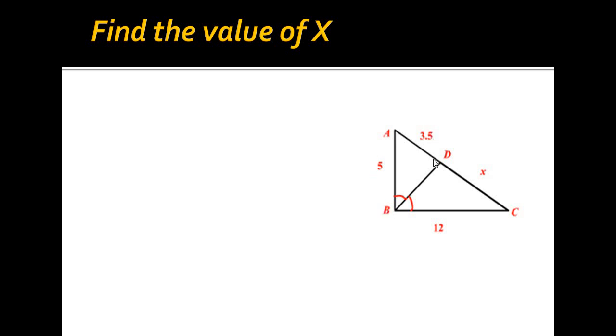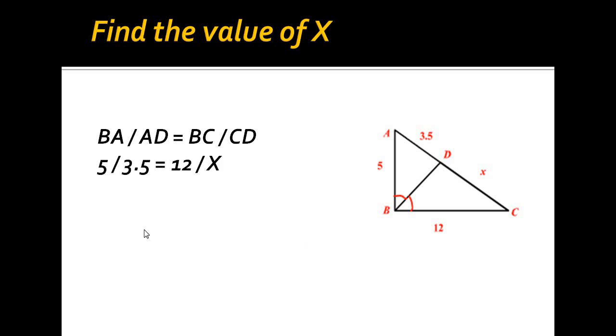BA over AD equals BC over CD. By substituting the length of each line segment, 5 over 3.5 equals 12 over x. By cross multiplication, we will find that x equals 3.5 times 12 over 5. So x here equals 8.4.